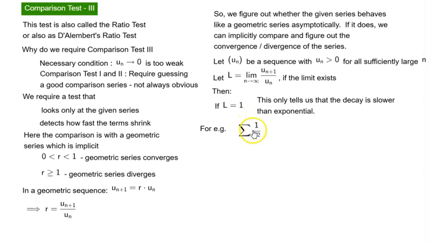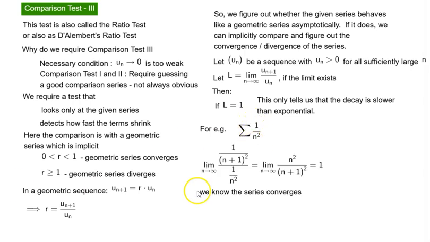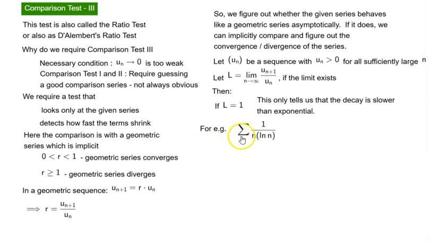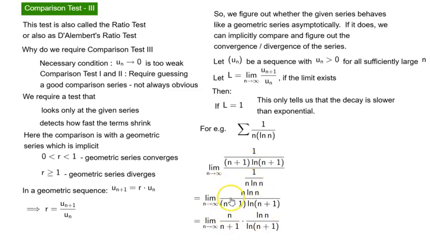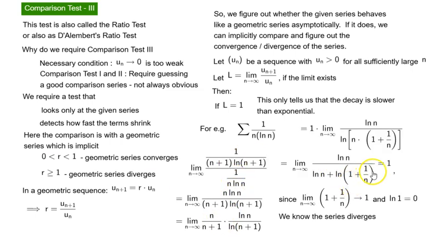Now let's look at the series 1 by n squared. If we take the limit, we again end up with 1, and we know the series converges. Now let's look at the series 1 by n times natural log of n. Again, if we take the limit as n goes to infinity and keep simplifying, we again get 1. How did we get this? Because 1 plus 1 by n, when we take the limit, goes to 1, and natural log of 1 is 0, so this term becomes 0. And the limit of the remaining ones is 1.